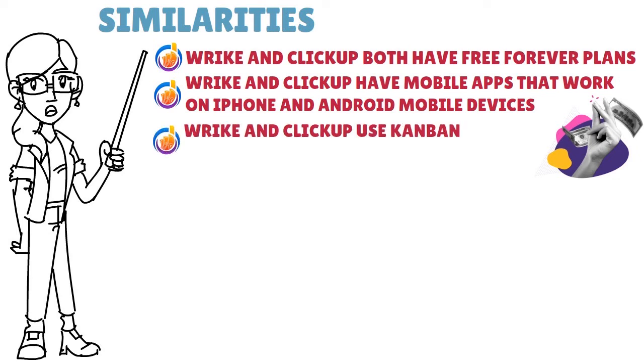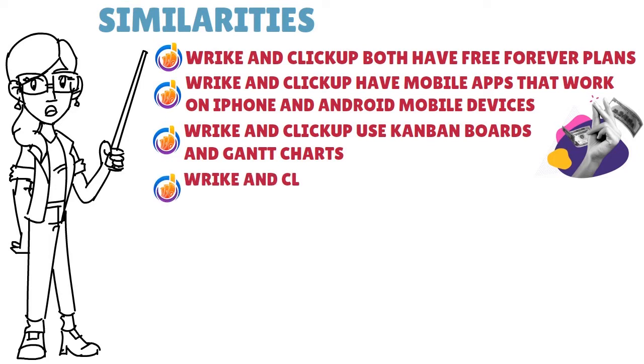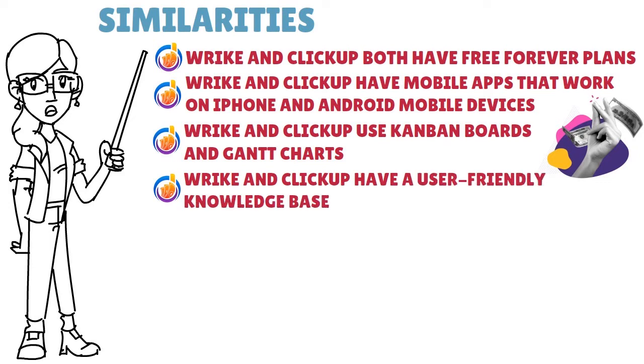Wrike and ClickUp use Kanban boards and Gantt charts to provide users with a visualization of their progress to give team members a clear idea of the areas they need to concentrate on to meet due dates, especially if you are working on a business plan. Wrike and ClickUp have a user-friendly knowledge base with instructional videos, tutorials, articles, and demos that can guide users to make the most out of the software.